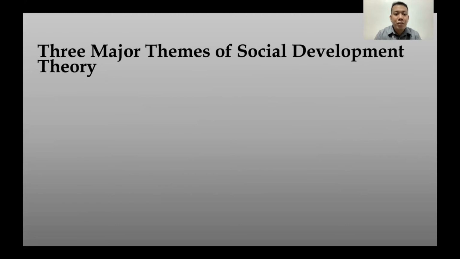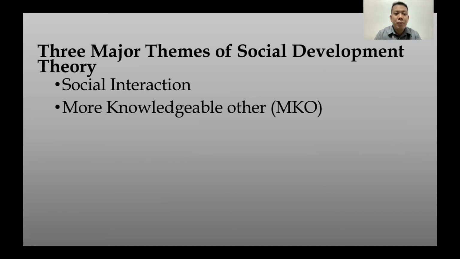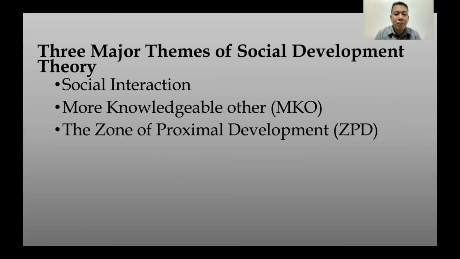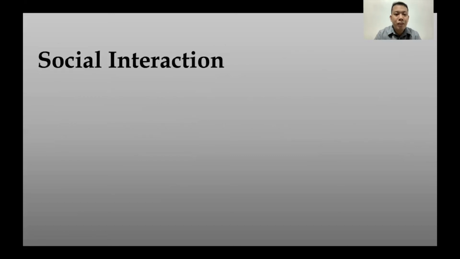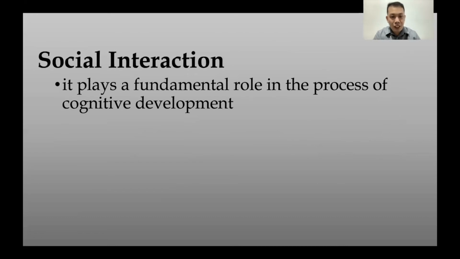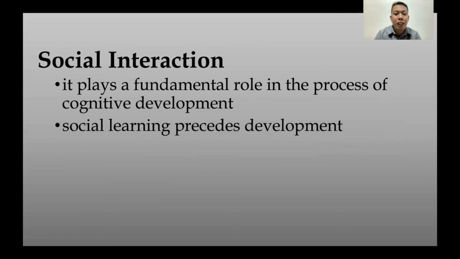So these are the three major themes of social development theory. First is social interaction, more knowledgeable other, or MKO, and the zone of proximal development, or the ZPD. So let us talk about social interaction. So it plays a fundamental role in the process of cognitive development. So cognitive development is the development of our mind, no? So social learning precedes development.